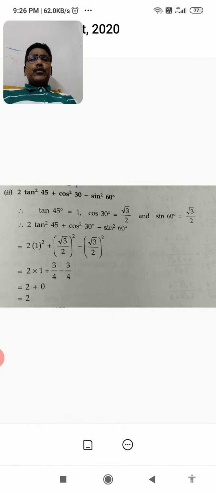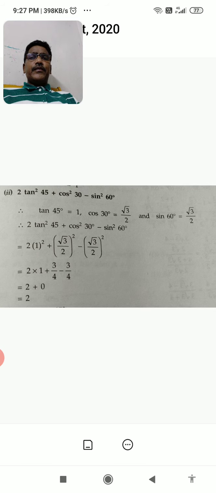Simple: 2 tan square 45 plus cos square 30 minus sin square 60. We are going to evaluate the answer, I mean, you are finding the value of this. Tan 45, you observe from the table, is 1, and cos 30 is root 3 upon 2, sin 60 is root 3 by 2. No need to remember these values.